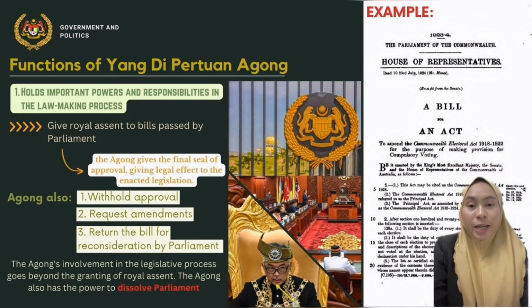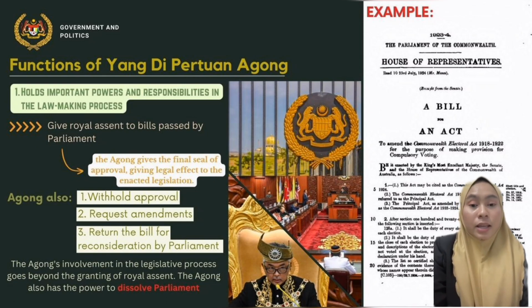Well, thank you, Shakira. So I will explain more about the function of the Yang di-Pertuan Agong as the head of state of Malaysia. Firstly is the legislative function, where the Yang di-Pertuan Agong in Malaysia plays an important role in the process of government and legislation in the country.